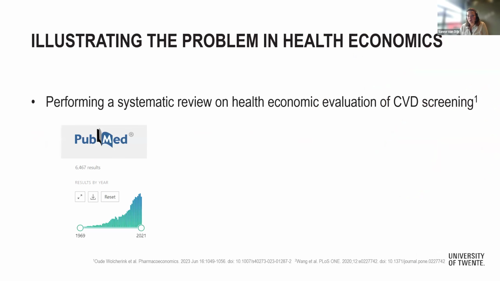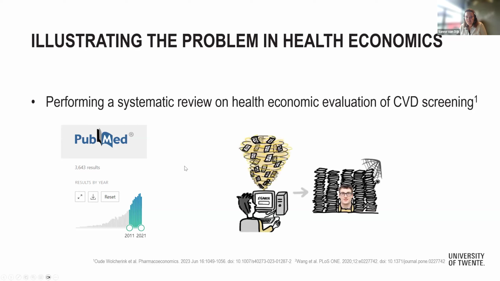So first I will illustrate the problem. A colleague of mine, Martijn Oudewolgerink, started to perform a systematic review of health economic evaluation studies of early detection strategies for cardiovascular disease. Up to 2021, his search query would have led to 6,500 publications when only searched for in the PubMed database. A very common strategy is narrowing down the search to, for example, look only for the most recent studies. But still, this is a lot of work to screen through. Nevertheless, Martijn did so, and he screened through a pile of almost 5,000 studies to identify 50 relevant articles.